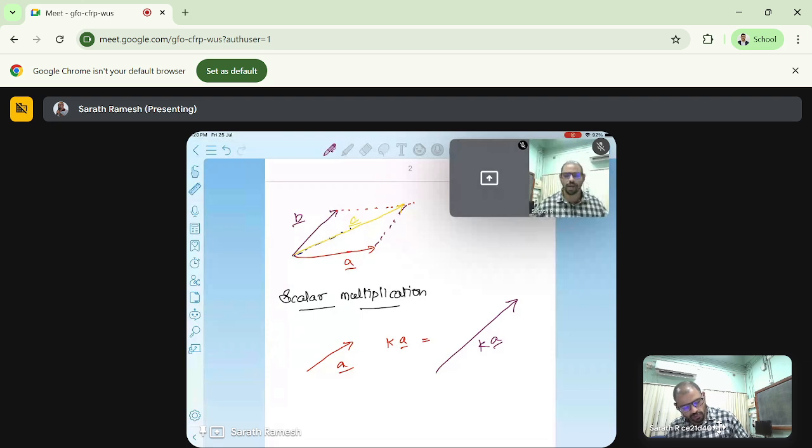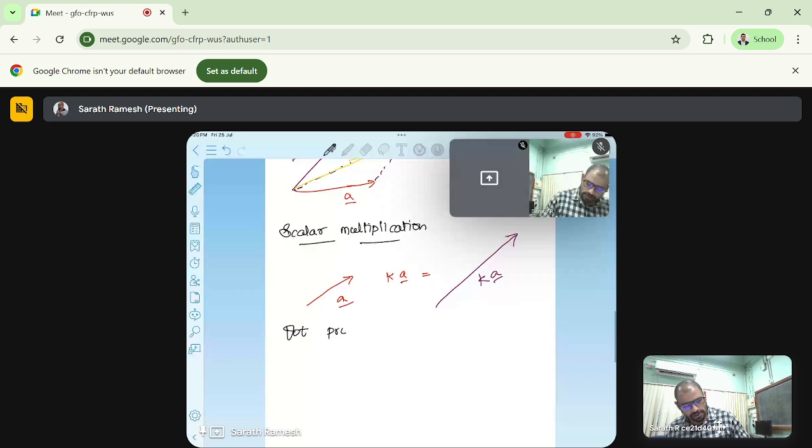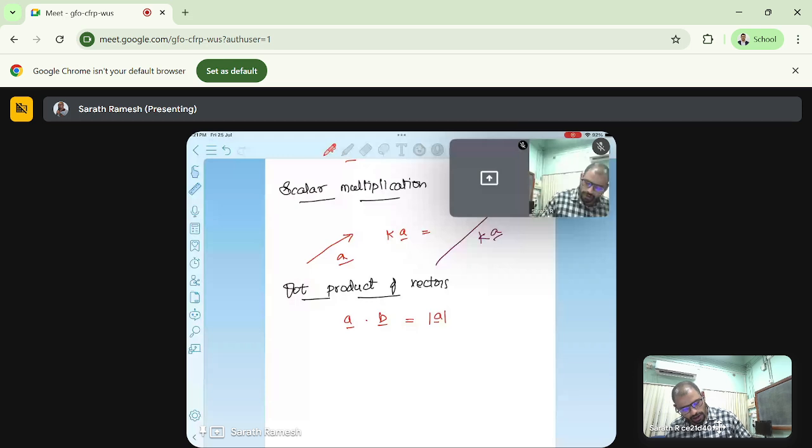Dot product of two vectors. What do we mean by dot product of two vectors? A dot B equals, suppose we have two vectors A and B, the dot product is given by magnitude of A, magnitude of B, and cosine of the angle between them. Assume these are the two vectors A and B, and they have angle theta. So A dot B will be equal to magnitude of A, magnitude of B times cosine of theta.